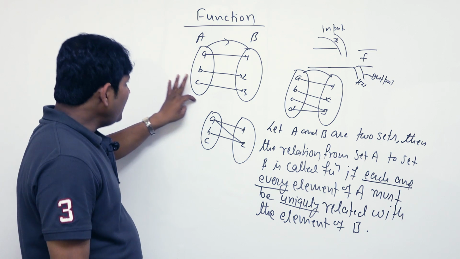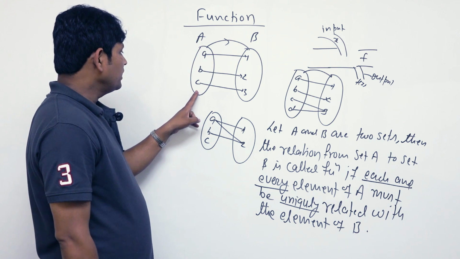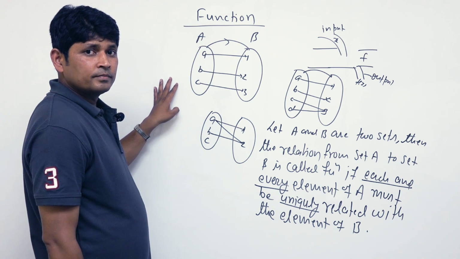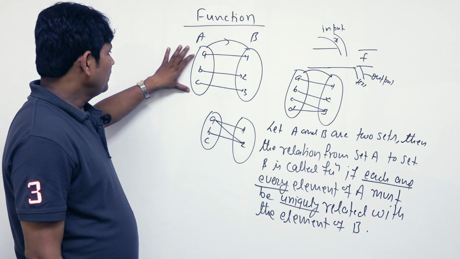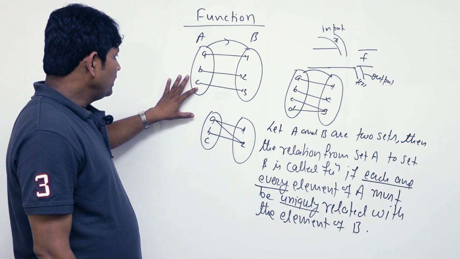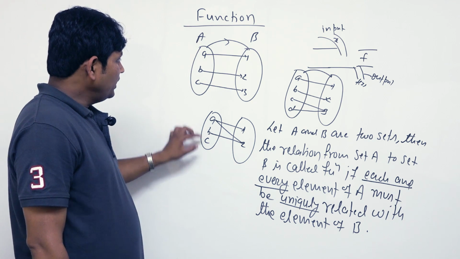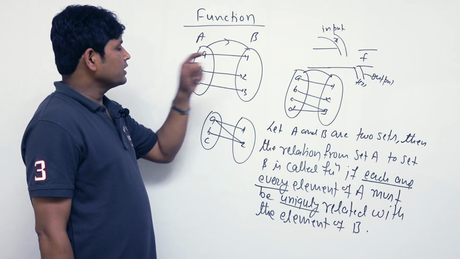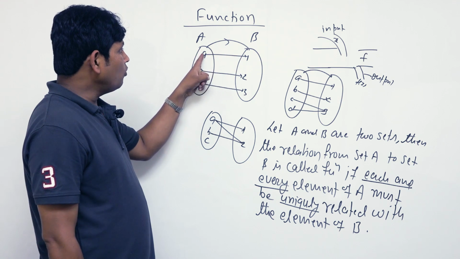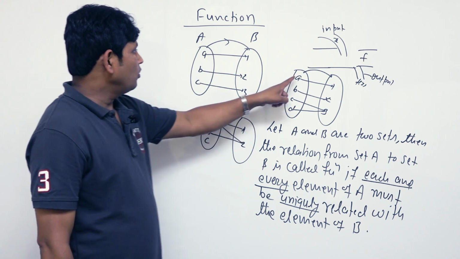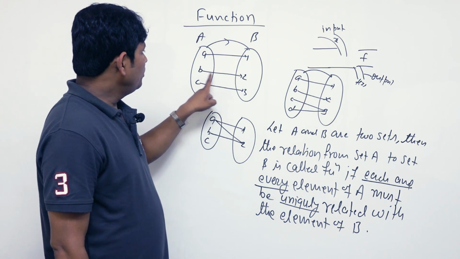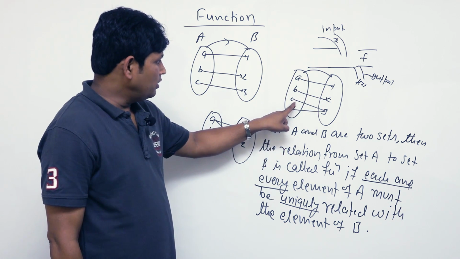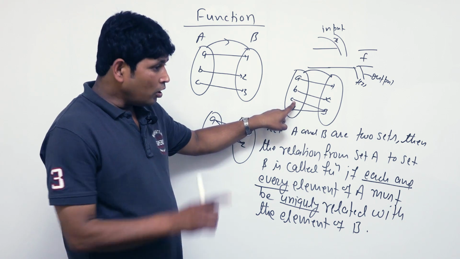Each and every element of A: no element should remain in A. No element here should be left out. So each and every element must be uniquely related, meaning one element must have a relation with only one. If A is related with 1, then A should not be related with any other. A is related with 1 and nothing else, B with 2 and nothing else, C with 3 but C has no relation with anything else.